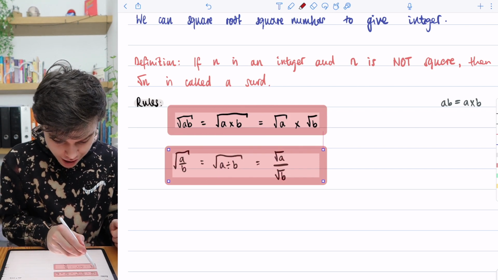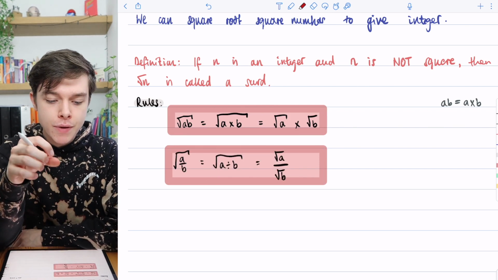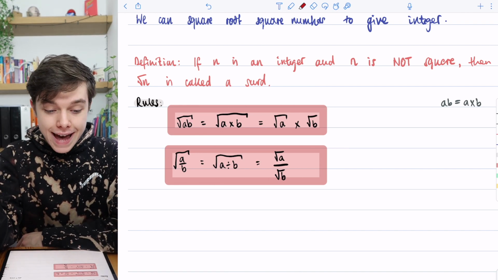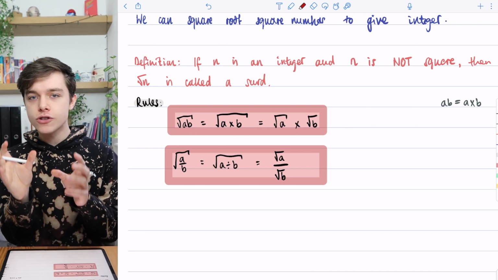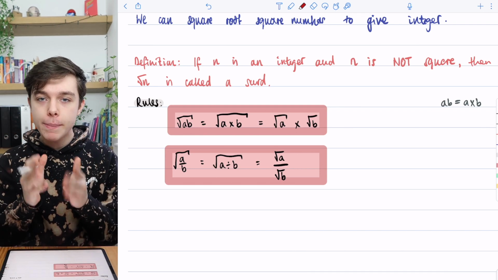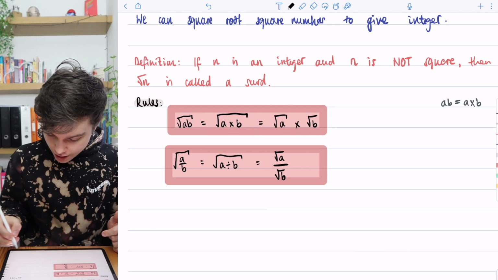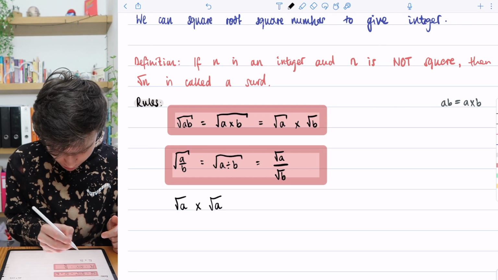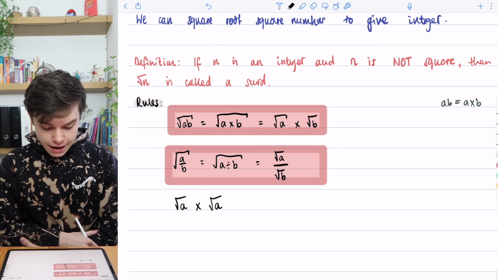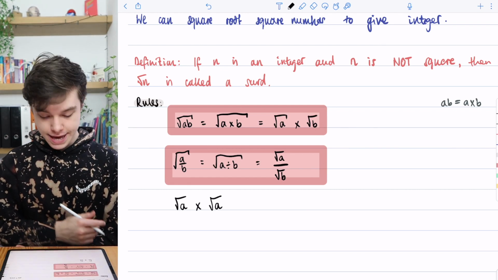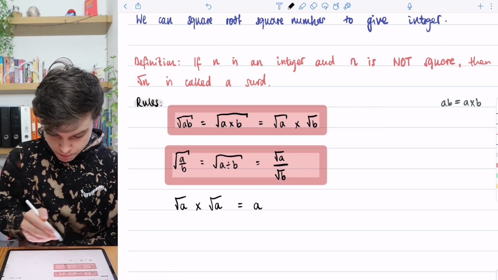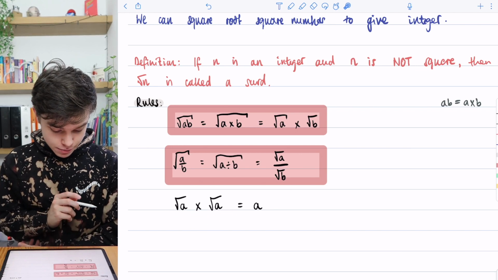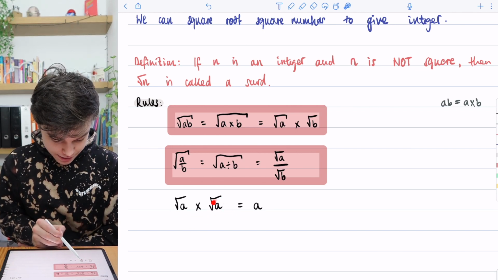Now, the third rule is not actually in the book that I'm using here, but it's quite an important little thing that you might need to know to help you. And what it is, if we've got the square root of the same number being multiplied together. So if we've got the square root of a and we're multiplying that by the square root of a, what that will give us is a. So we will just get the number that is under the square root. And in this case, a here is the same as this a.